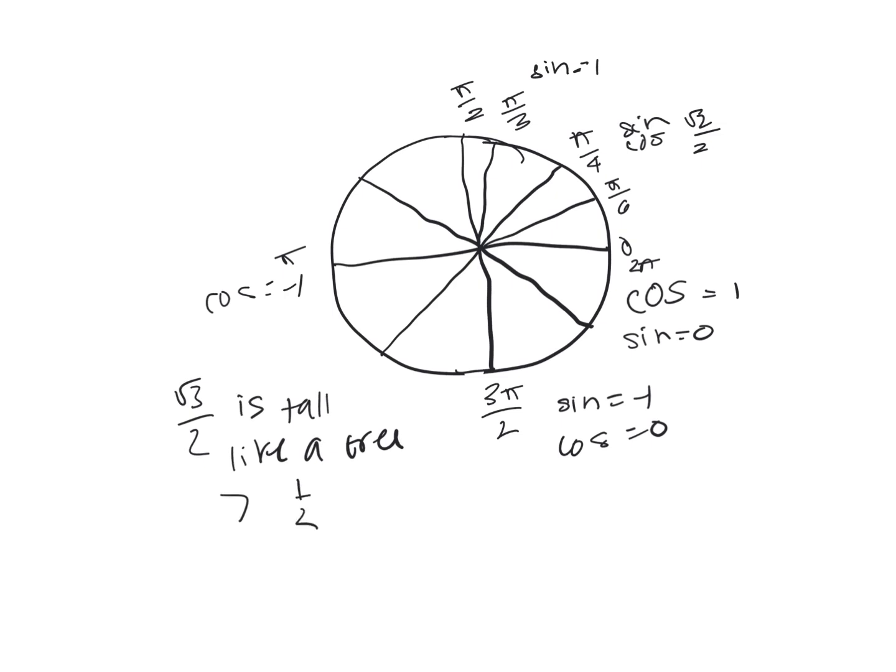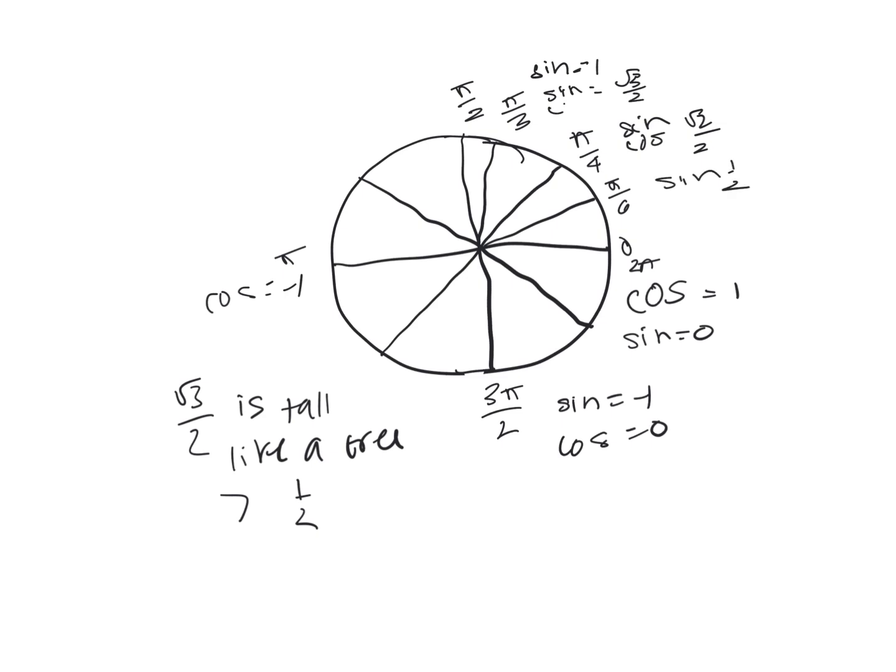And so an easy way to remember which one is which is that at pi over 3, you can see the y value is bigger because it's taller than it is at pi over 6. Thus, at pi over 3, sine has to be bigger than it was at pi over 6. So at pi over 3, sine is root 3 over 2. And at pi over 6, sine is 1/2.